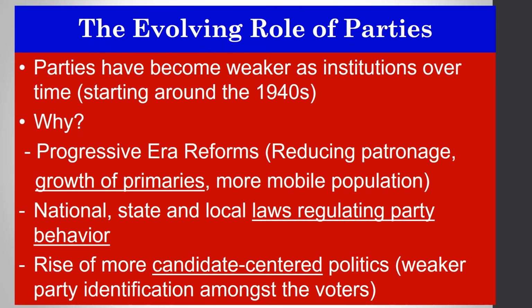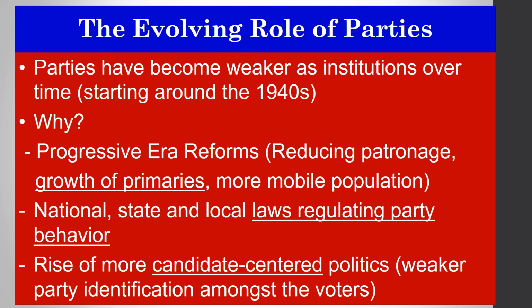Nonetheless. All right. So the idea of candidate-centered politics. The idea that people used to be more likely to vote a straight party ticket, where you could actually just check a box. You could pick up a Democratic ballot or a Republican ballot, basically check it and turn it in, and you'd vote for the whole string of candidates from top to bottom for all offices.